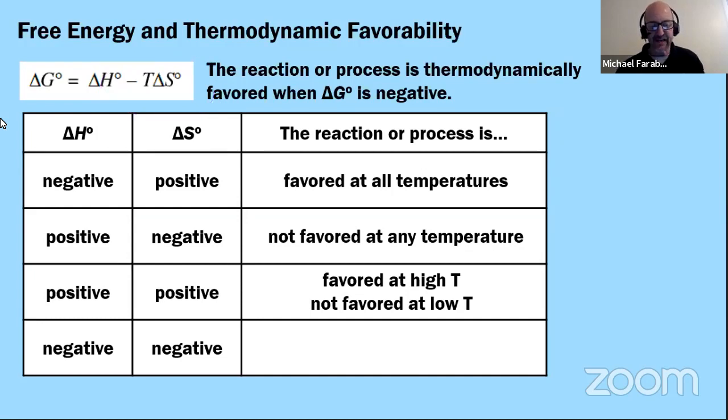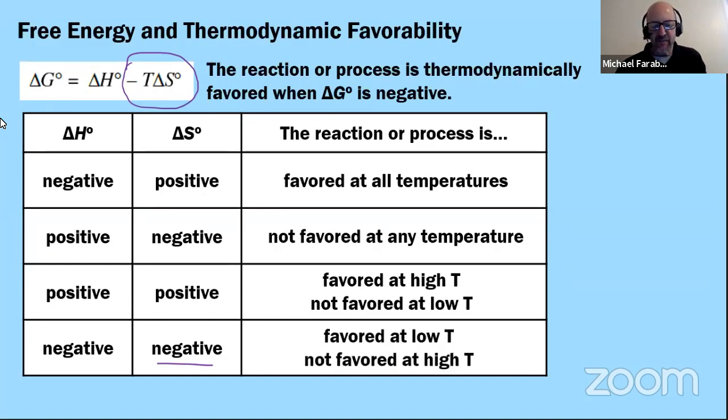And if instead delta H is negative, so that's a good thing. But now the delta S is negative. If T is rather large, you have a negative times a negative. So that's actually going to make this term positive and is going to lead to a potentially positive delta G overall. You want the T to be low.